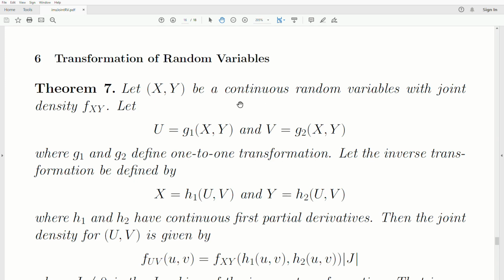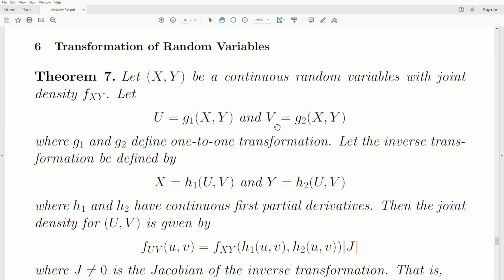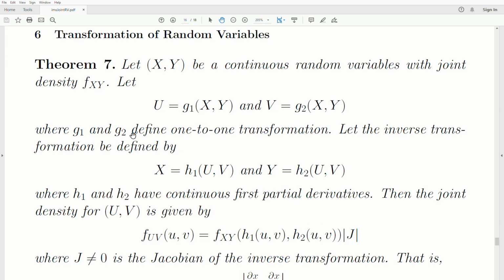And let's let X and Y be continuous random variables. They have a joint density f of x, y. And let U and V be random variables defined as functions of our bivariate data X and Y. So that's what g1 is, a function of X and Y, and that's U. g2 is a function of X and Y, and we call that V. And g1 and g2 are one-to-one transformations.